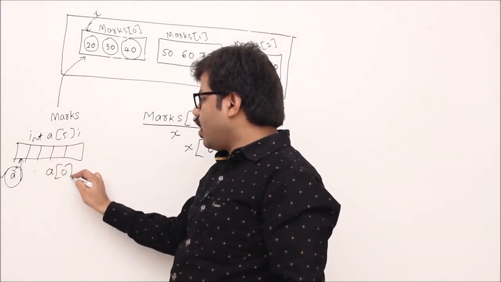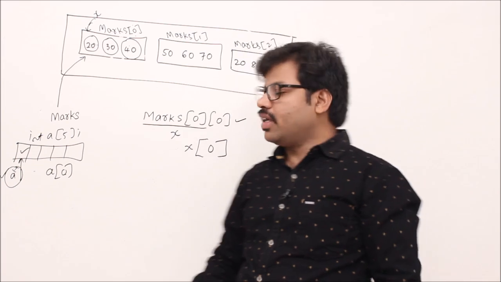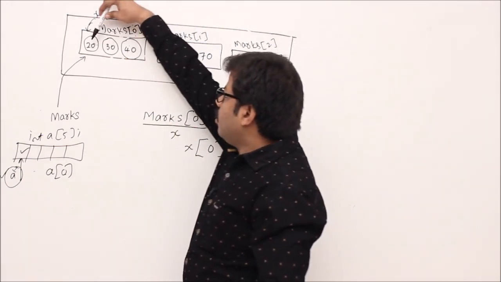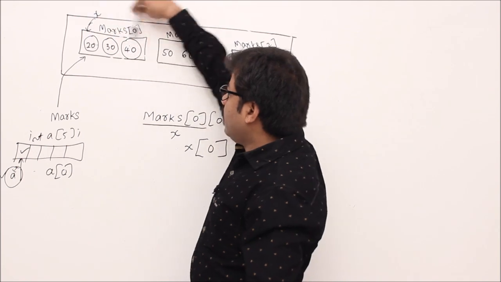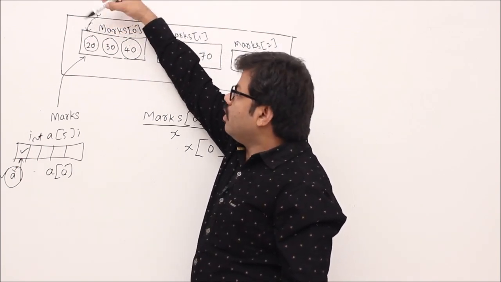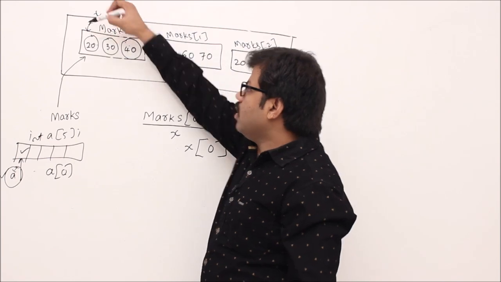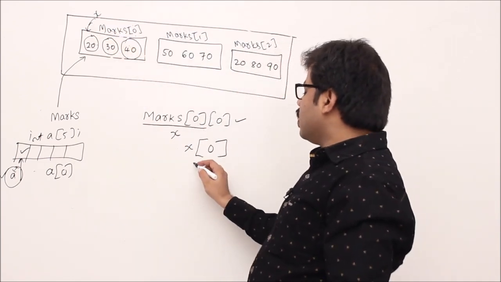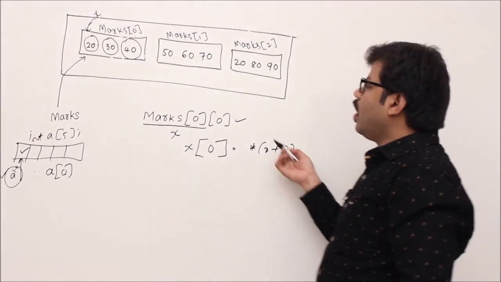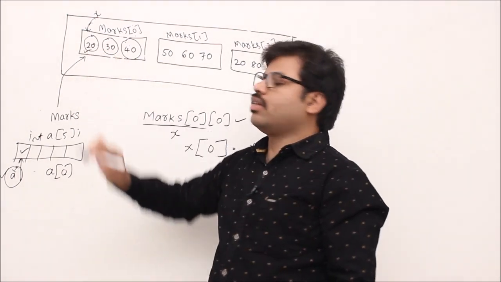If you do a of 0, what happens? This will be accessed, right? In the same way, when you do x of 0, x is a pointer to this array. That means it is pointed to a one-dimensional array. Then it points to the first integer. When you do x of 0, what happens? Star x plus 0. That means it will be star x plus 0. Otherwise, directly we know that it is 20.